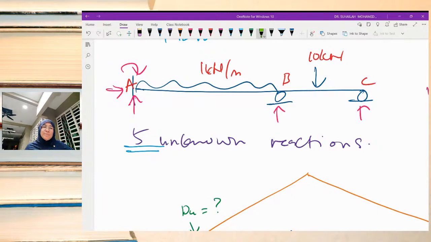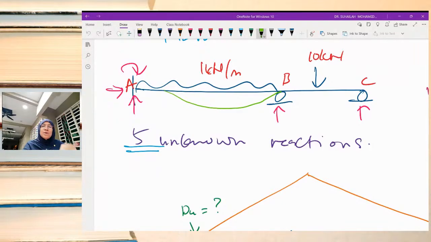what happens to the beam? Beam AB will deflect like this, from A to B. We cannot draw the deflected shape starting from A because of the support.